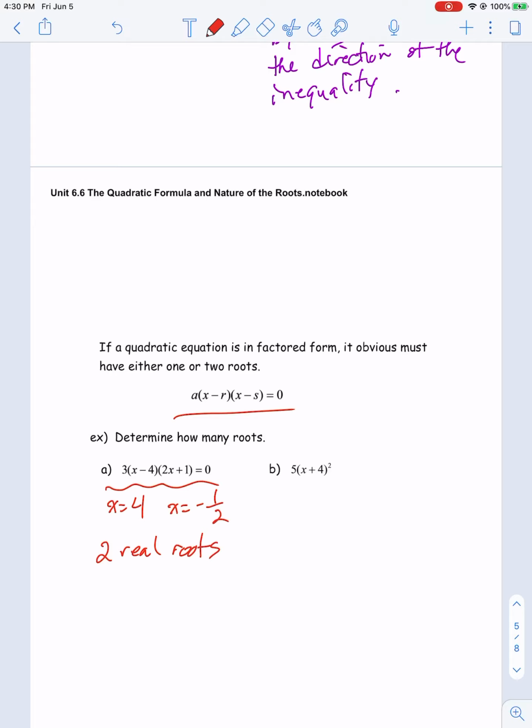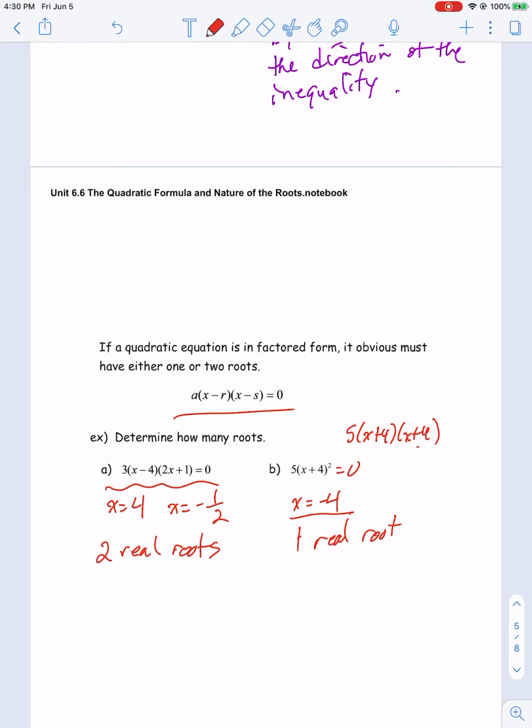For this one, oh, that should say equals 0. For this one, you have x equals -4. Remember, this means 5x plus 4 times x plus 4. Both of these brackets are the same, and they're both going to yield a 0 at -4. So there is 1 real root. Factored form is awesome. It tells you right away, just by looking at it, how many roots there are.